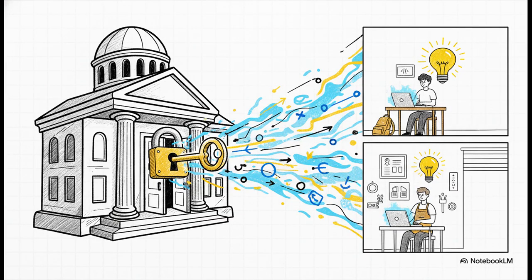And maybe the most important thing of all, this leads to the democratization of science. When this kind of computational power isn't locked away in huge institutions anymore, it unleashes a wave of innovation from everywhere. The next giant breakthrough could come from a student in their dorm room or an inventor in their garage.